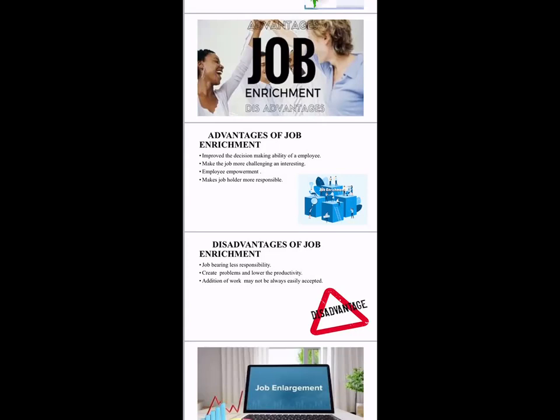Moving on towards the disadvantages. Can anybody read?